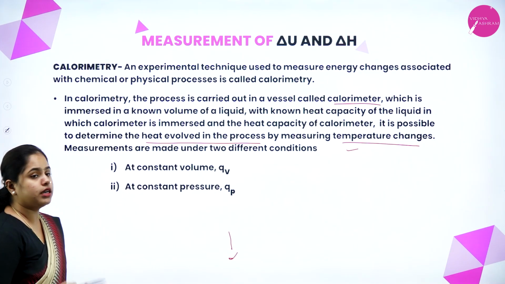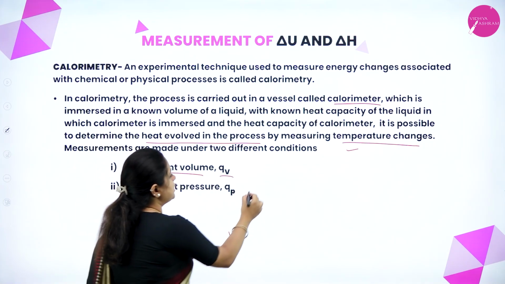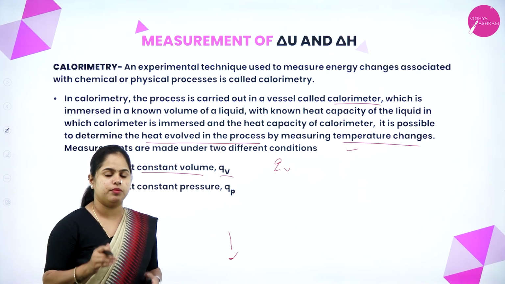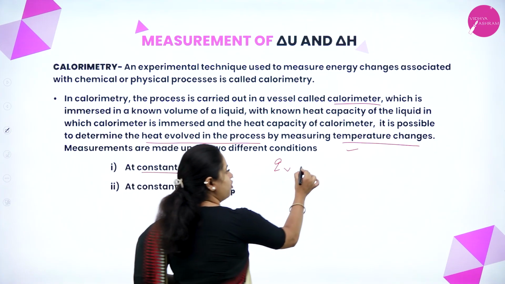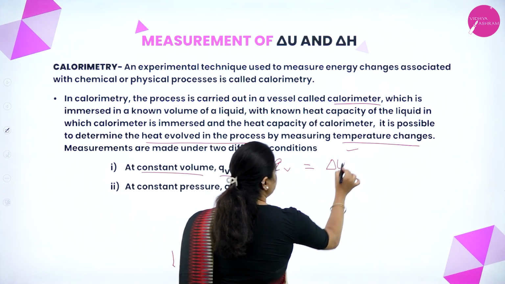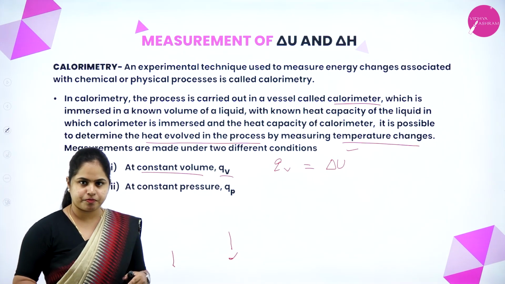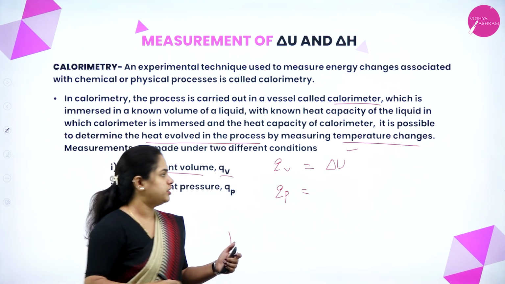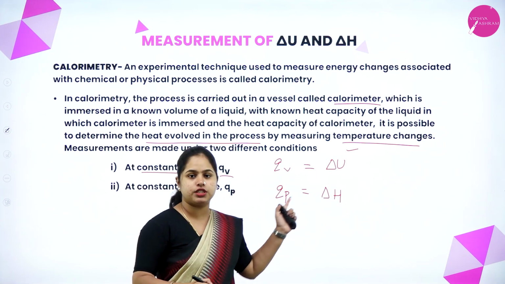Now, the measurements are made under two different conditions. One is at constant volume, that is QV, that is heat change at constant volume. That means the volume will not change, the volume will be kept constant, which, as we have already studied, gives you the change in internal energy. The next one is at constant pressure, that is heat change at constant pressure. This we have also already studied, and it will give you the change in enthalpy. Delta U is equal to QV and delta H is equal to QP.